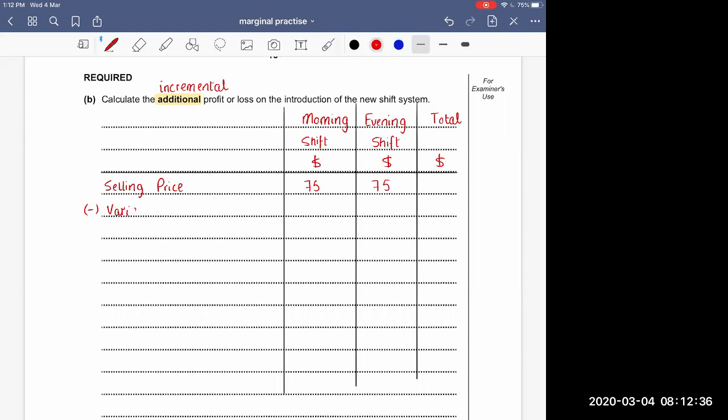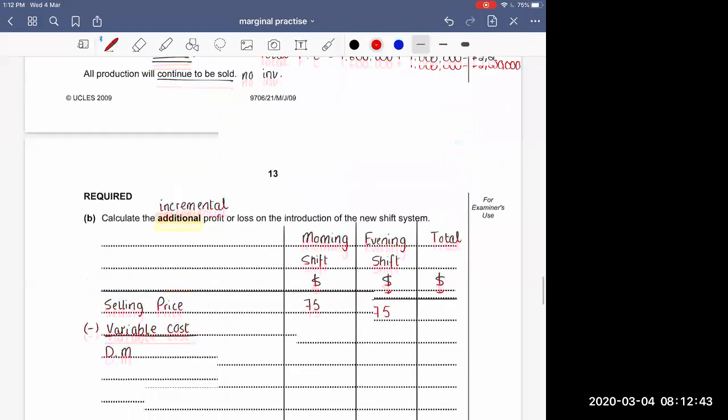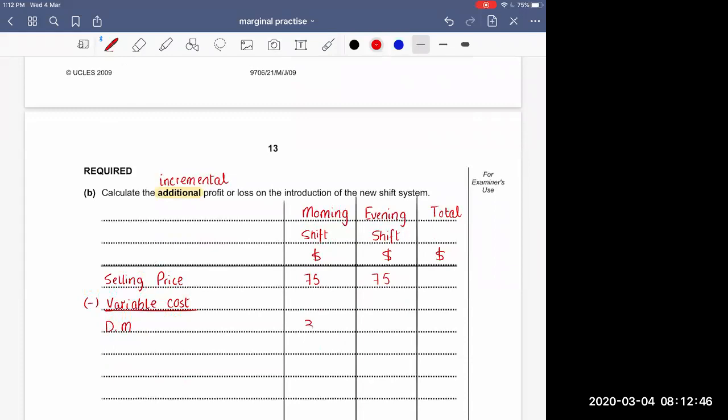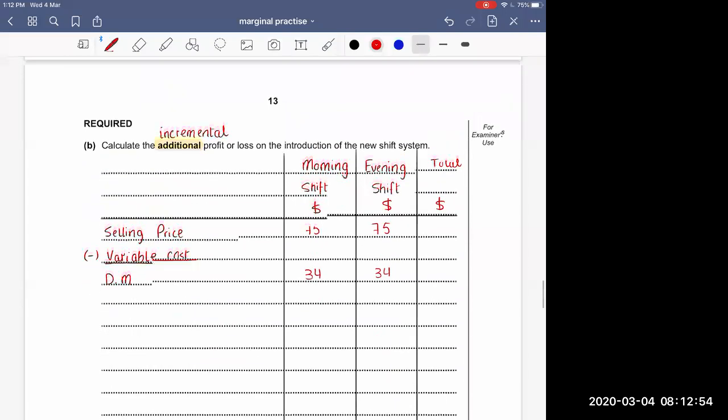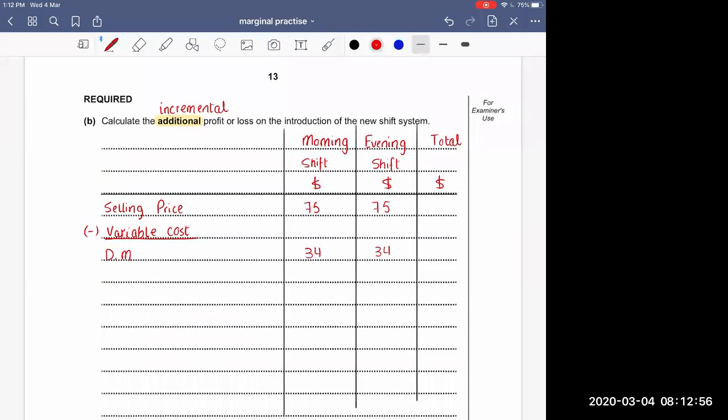The variable cost was shown in the question as a breakup. We have direct material. Whether we make the unit in the morning or in the evening, what is our direct material cost now? Sir, it was 40, it is reduced by 15%, reduced by $6. 40 minus 6, what is our variable cost? Direct material cost is now 34. Directly take 85% of 40, that is 15% deducted from 40. So per unit material cost is 34.